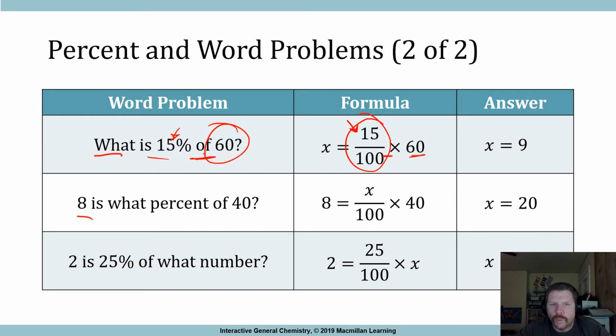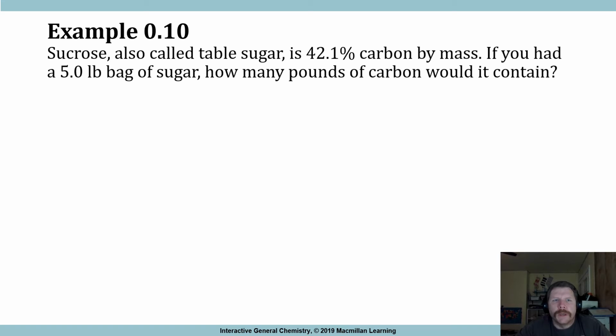So 8 is what percent of 40? Well, we're trying to figure out what percentage of 40 is 8. So we'd figure out that it's actually 20%. 2 is 25% of what number? Okay, so 2 is equal to 25%, or so 25 over 100 times x. And if you were playing along at home, you'd realize that that would be 8, and so you'd be good to go there.